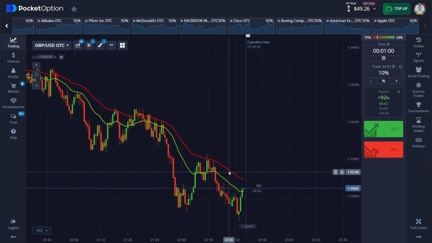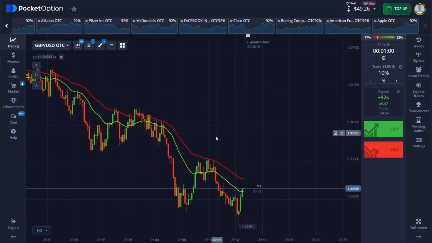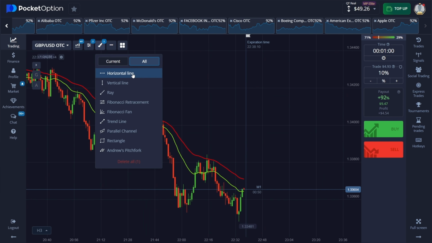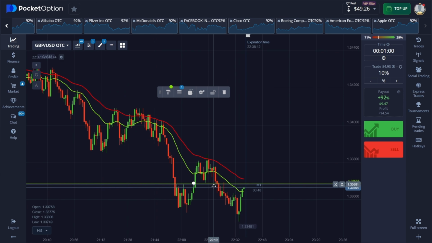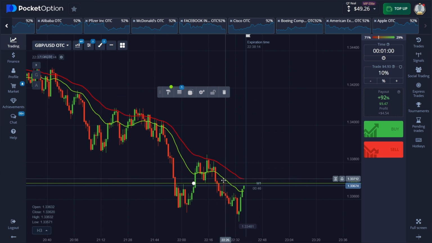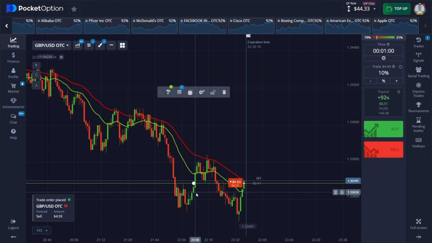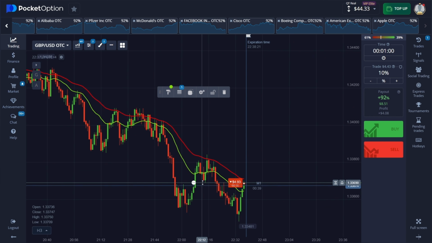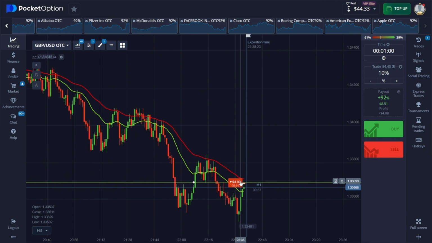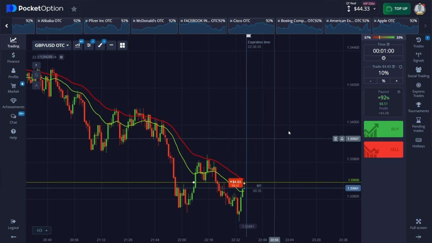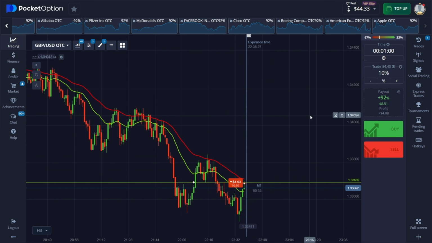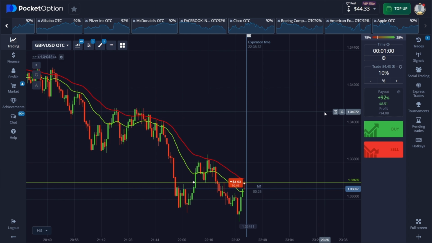Here's a trade on GBP/USD OTC. There's a good resistance level and a moving average as well. If the current candle gives us entry, I will place a trade. I got a good entry and placed a trade for a downside move on GBP/USD OTC, and the trade is going in our favor. If you look, my amount has decreased because of the low capital. My trade amount is now $4.93.